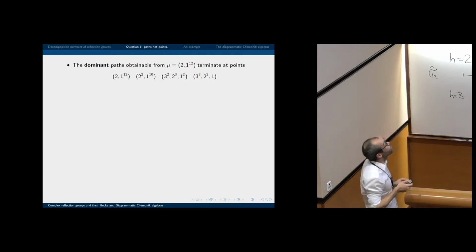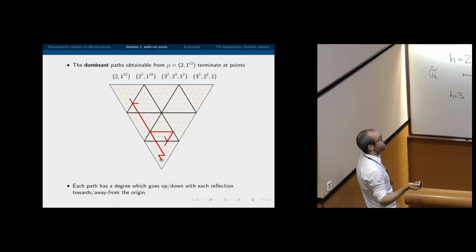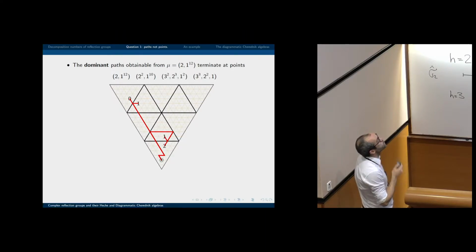So here, the points that I just labeled are actually these guys. Remember, 2, 1 to the 12 was our point here. And in fact, these ones are these 3 here. So here are the paths which terminate at these points. I would like to associate to them all a degree so that I can give you a graded decomposition number upper bound. How do I do this?